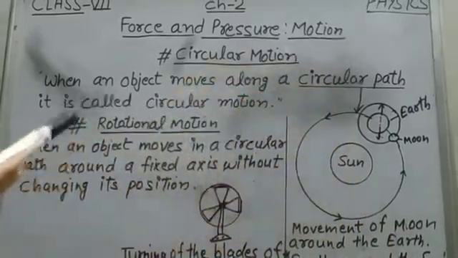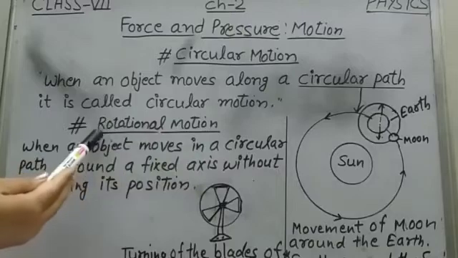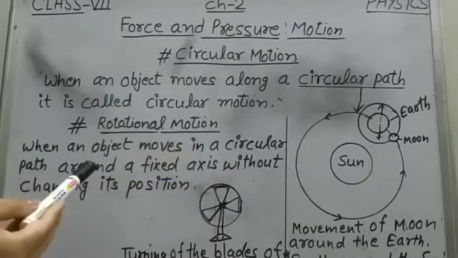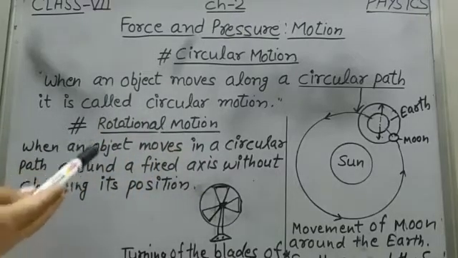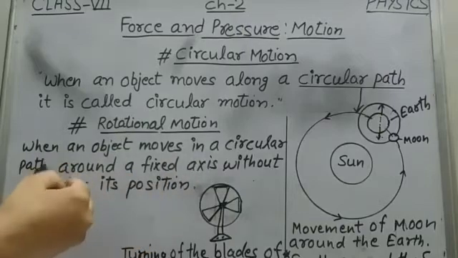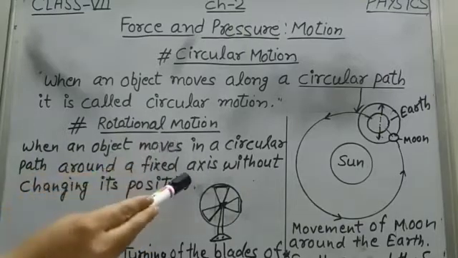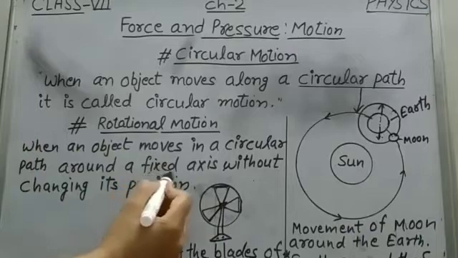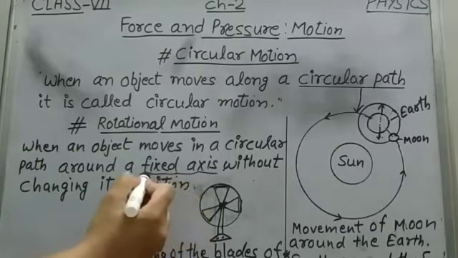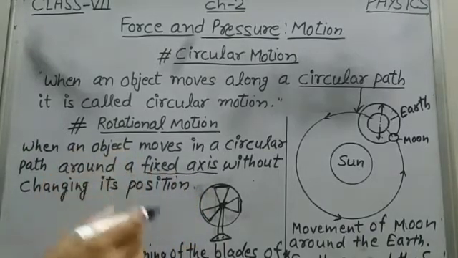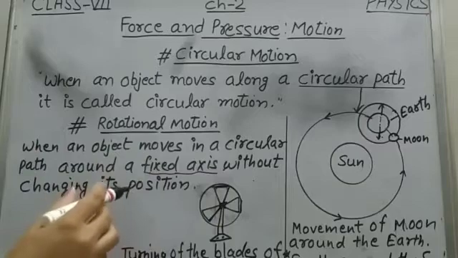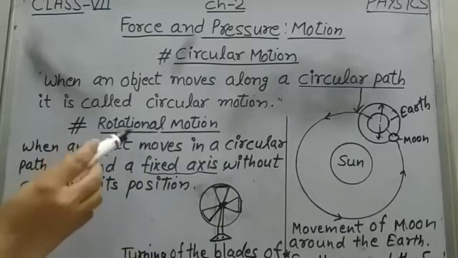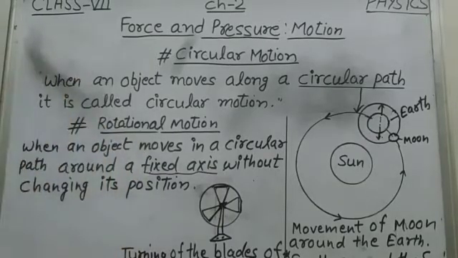Now the next one is rotational motion. When an object moves in a circular path around a fixed axis, again it is a circular path but around a fixed axis, without changing its position, this type of motion will be called rotational motion.